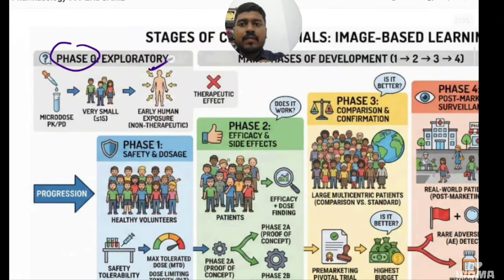the exploratory phase, where we give microdosing, a very small dose. Basically what we want to see is how the drug acts, that is via pharmacokinetics and pharmacodynamics. It is tested on a very small group of patients. Actually, we are not concerned whether the effect of the drug is there or not, whether it will cure the disease or whether there will be adverse effects and all. We just want to know the pharmacokinetics and pharmacodynamics of the drug by giving a very small amount of drug. That is nothing but phase 0.